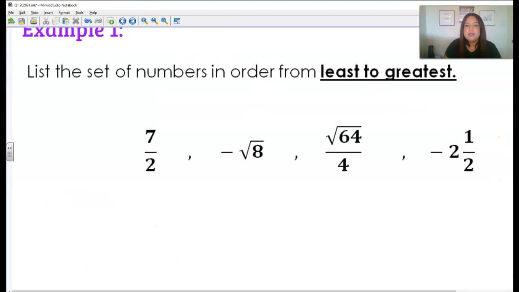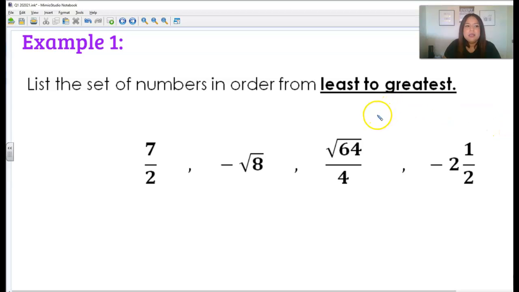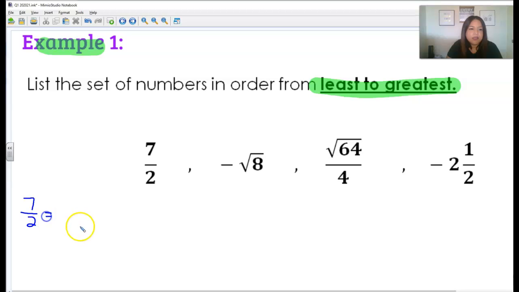All right, example 1 tells me, list the set of numbers in order from least to greatest. So I already know that they're telling me least to greatest, okay? Step 1, convert them to decimal form. So I'm going to organize my work over here, and I'm going to say 7 over 2. I type this into my calculator, and I get 3.5, okay?